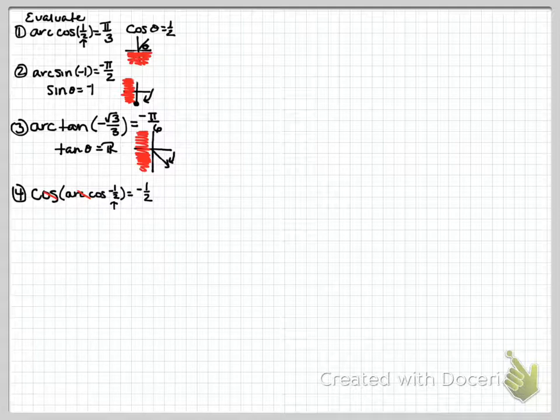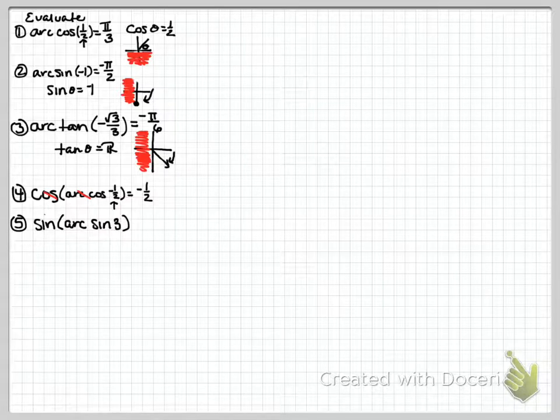Let's look at the next one. I want the sine of arc sine of 3. Same thing, I'm going to look at that 3. Can sine equal 3? Is it between our negative 1 and 1? No, it can't be. That can't happen. So therefore, this whole thing can't happen. So it does not exist.